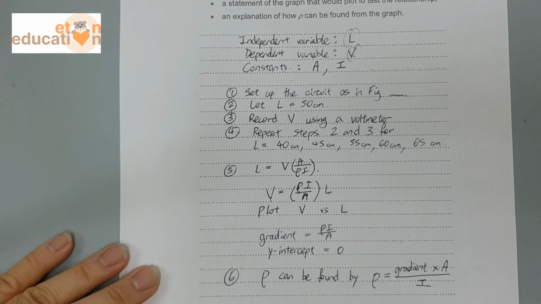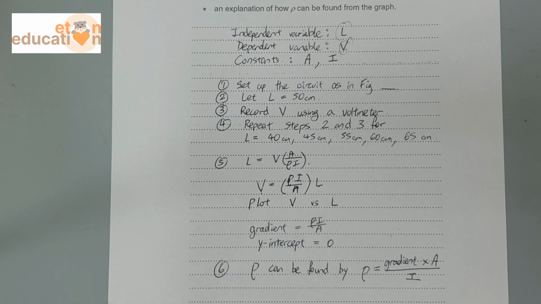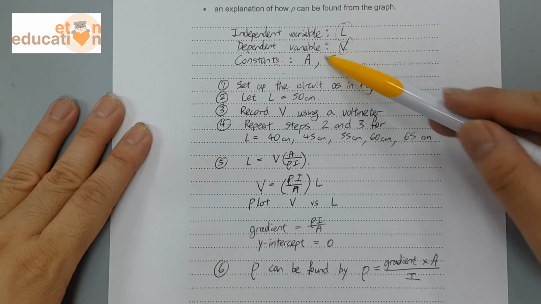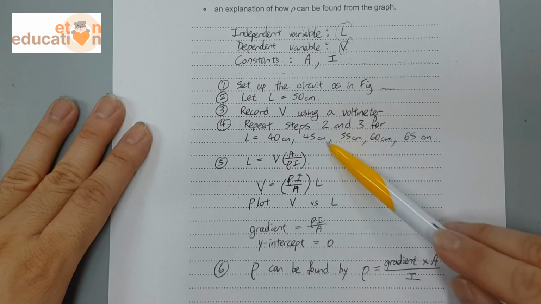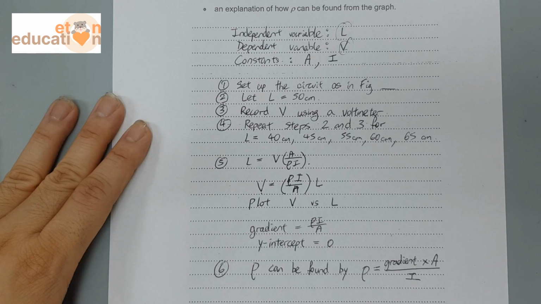How will the marks be allocated for this particular case? My suggestion, or in my opinion, is that there will be 1 mark for this, about 2 marks for your procedure, 1 mark for your graph, and 1 mark for answering this. So a total of 5 marks.